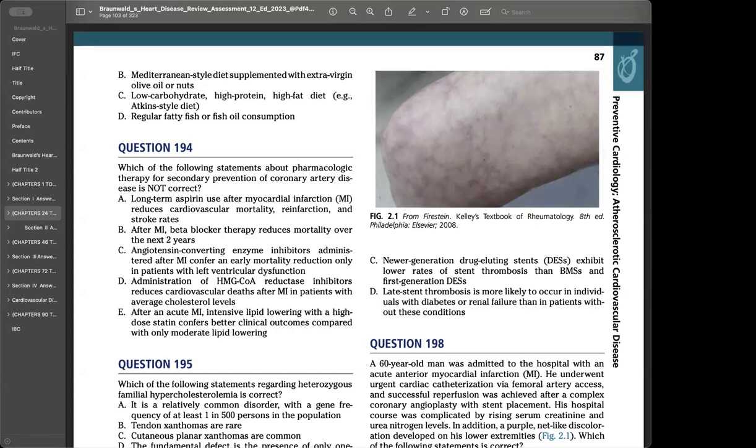Option E, after an acute MI, intensive lipid lowering with a high dose statin confers better clinical outcome compared with less intensive therapy. This is what I've described now. So what I just explained explains both option D and E. Looking at this question 194, C is our answer. It is not correct.